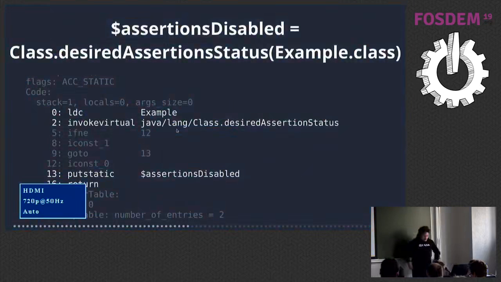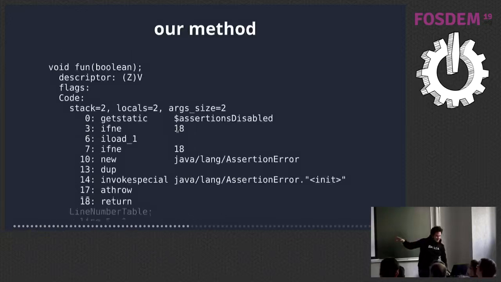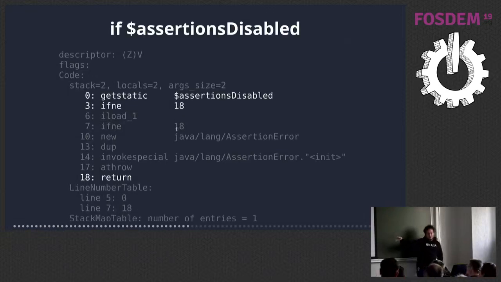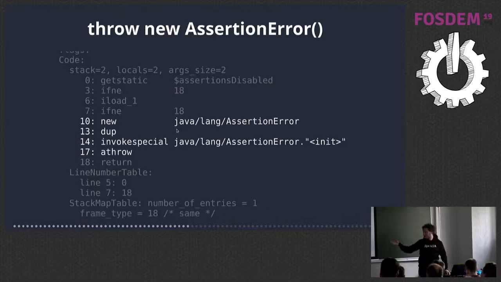Yes, so we simply ask the runtime once during initialization, we cache the value that the JVM knows, and then each time an assertion happens, we check the cached value. If assertion is disabled, we shouldn't execute the assertion. If assertion is enabled, then, well, we do the check of the assertion and either we throw an exception or not.